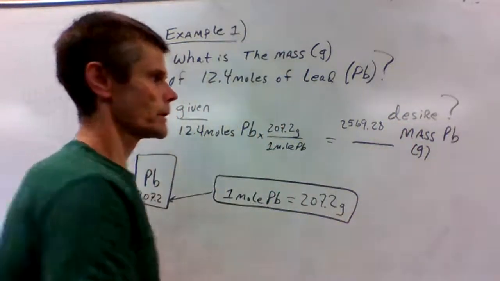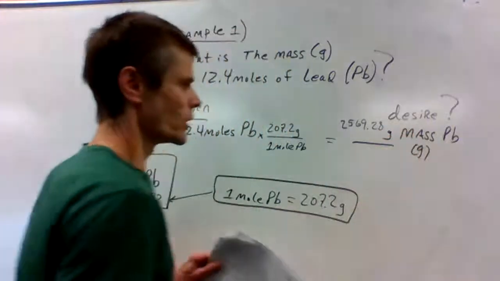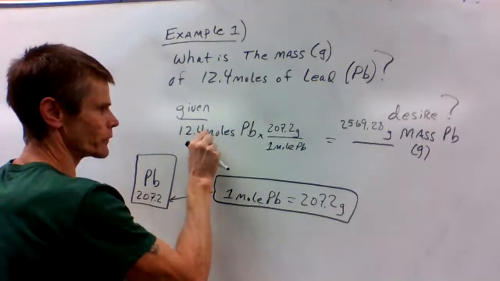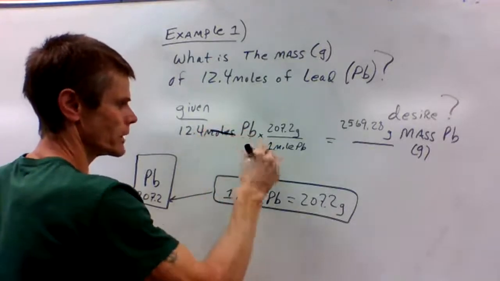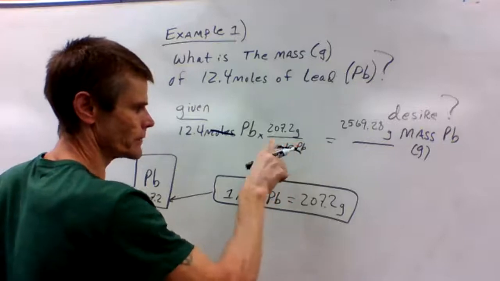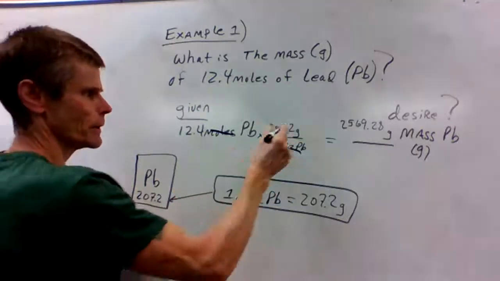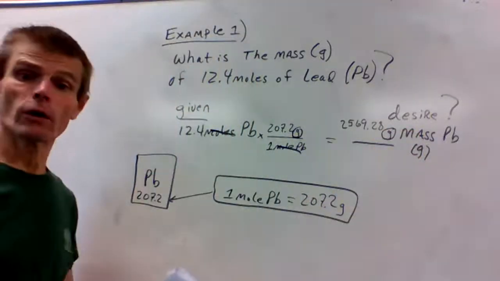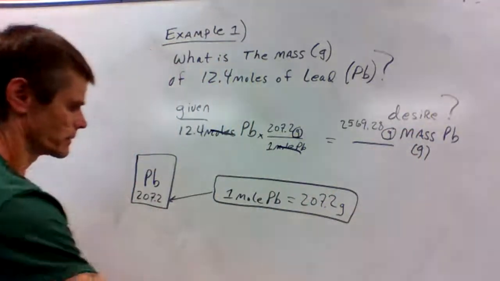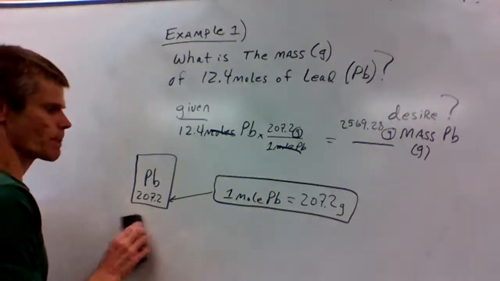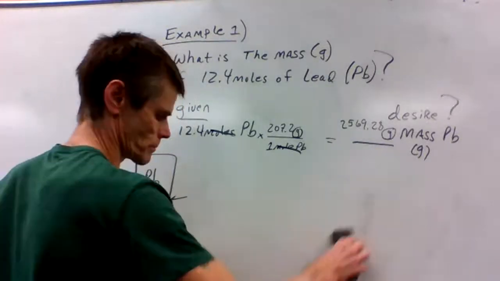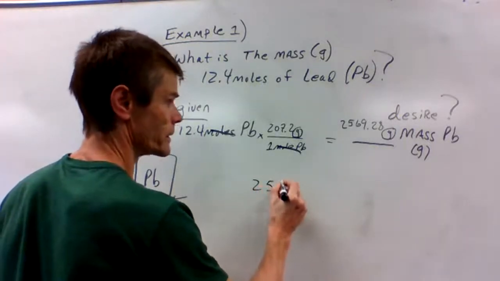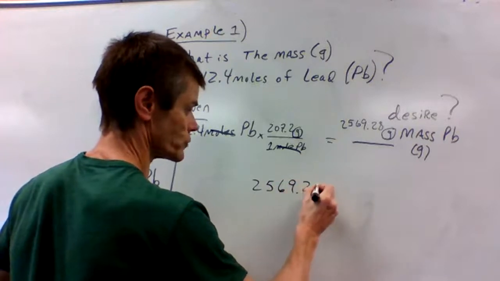Okay, let's first of all look at our conversion factor to make sure we used it properly. Our units that we are given are in the numerator, and they cancel because now they're in the denominator, and we get an answer that's in grams. So far, we're doing a good problem here. Let's look at our answer now. The answer that we get, 2,569.28 grams.